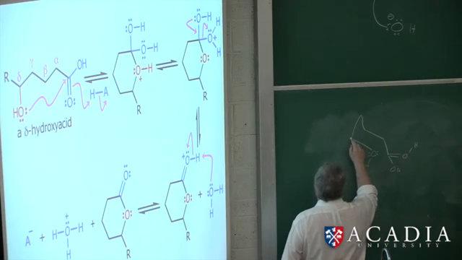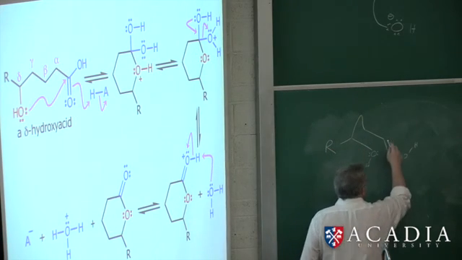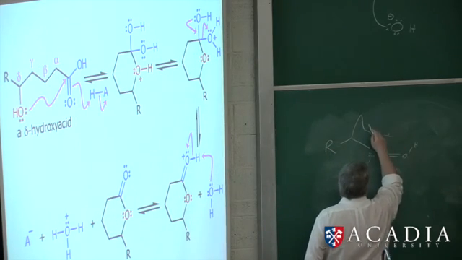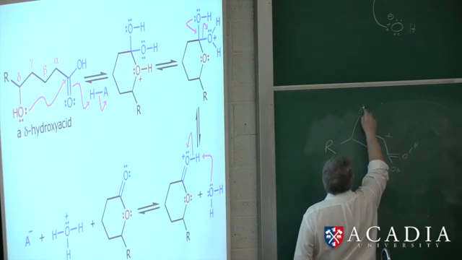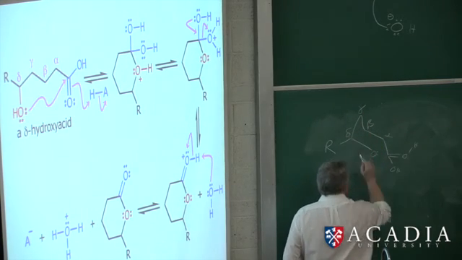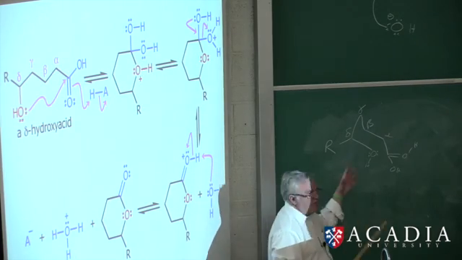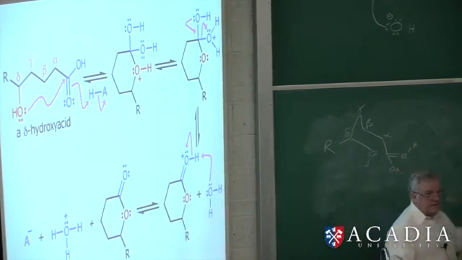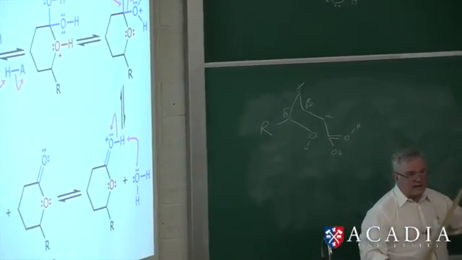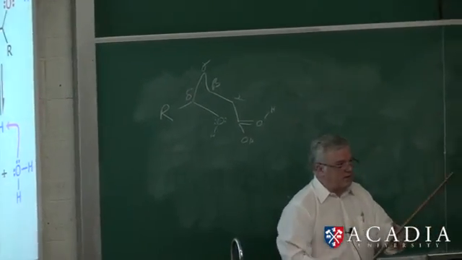And this is the alpha, beta, gamma, delta carbon. We have a hydroxyl group on the delta carbon. And I've just drawn this to show how easily the hydroxyl group can gain access to the carbonyl carbon.